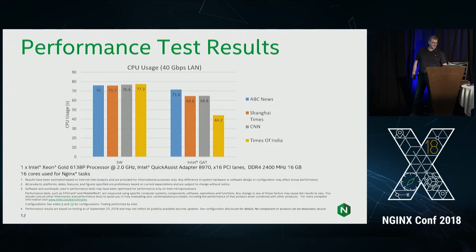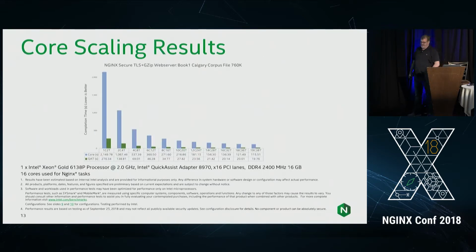Okay, so I think the one other test that John did was the core scaling. The intent here, this is lower is better, so software versus hardware. This is completion time, so lower is better. The green is QuickAssist and the blue is software. What this was intended to show is that there's no funky number of cores where we're trying to get the best numbers that we can. This is straight across-the-board improvement in performance.